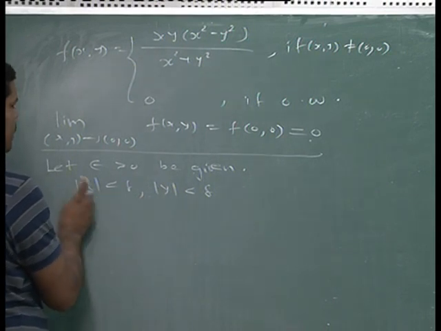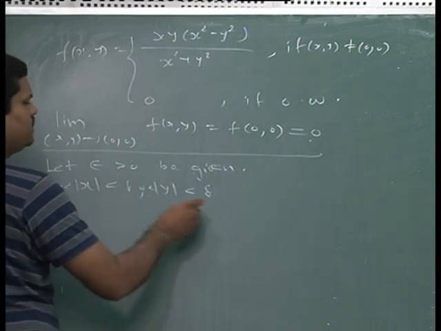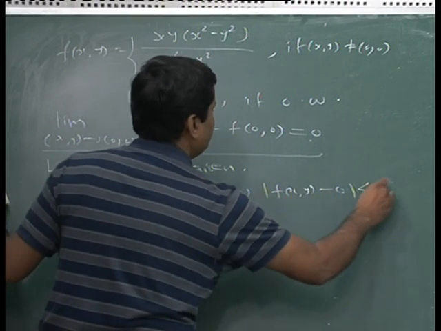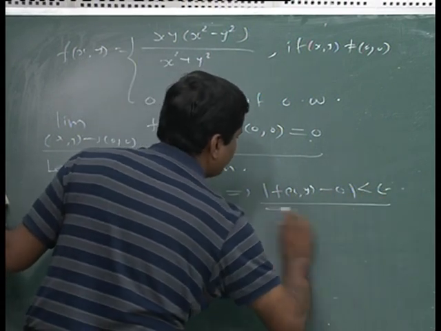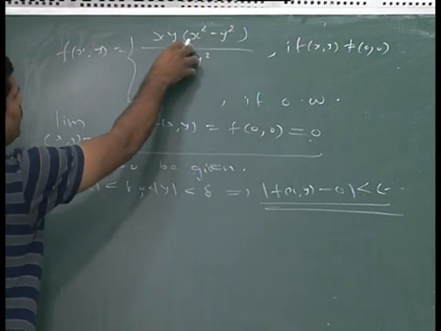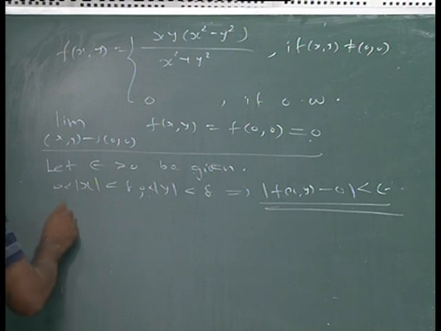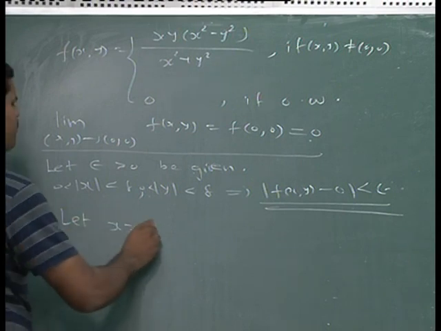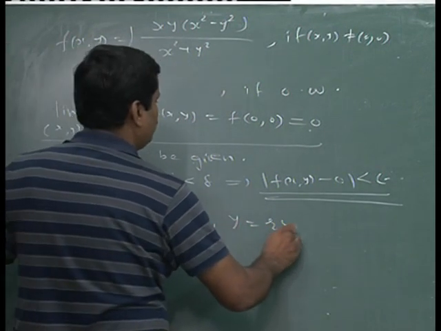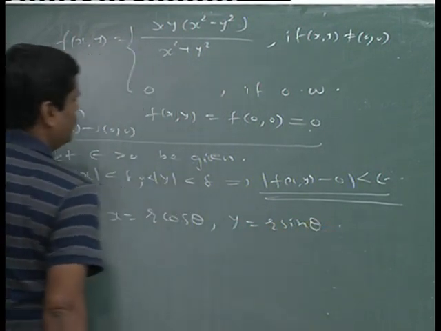So, I am writing directly: 0 < ... < δ implies |f(x,y) − L| < ε. Our main aim is to make this quantity less than epsilon. To simplify this very complicated expression, sometimes we can take a substitution. So, let us put x = r cos θ and y = r sin θ in this.